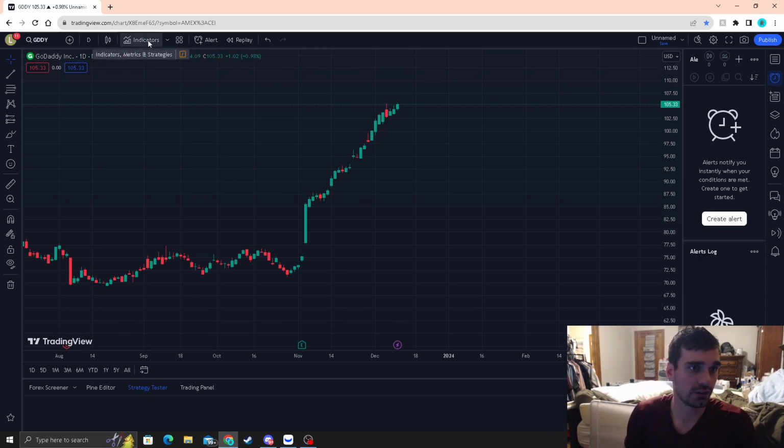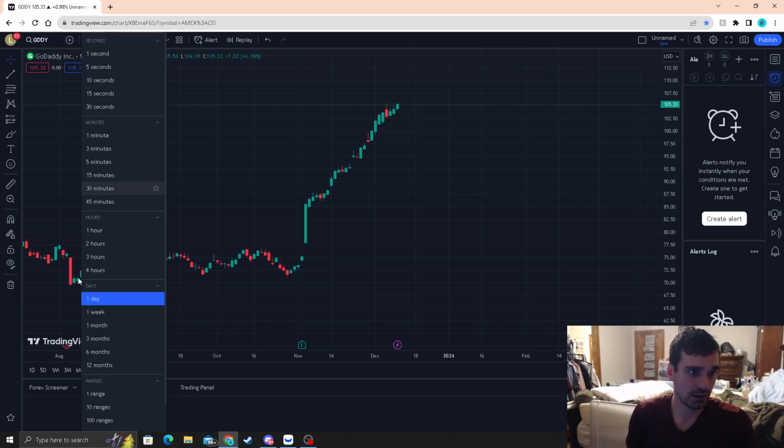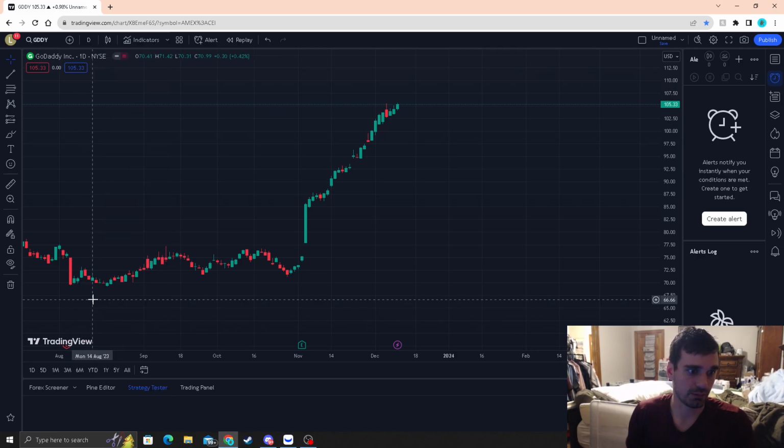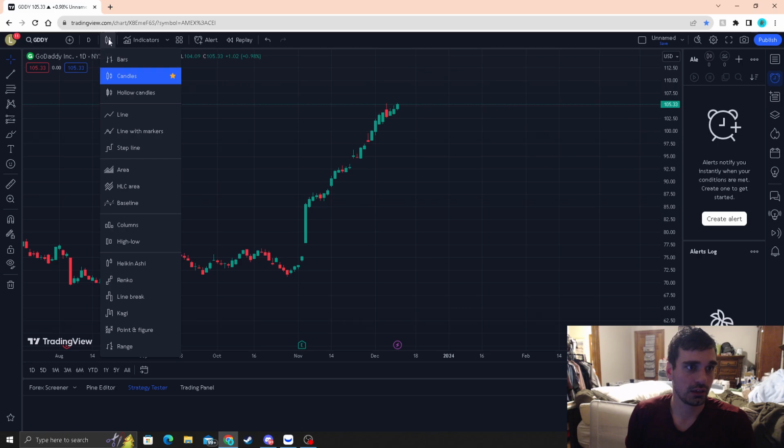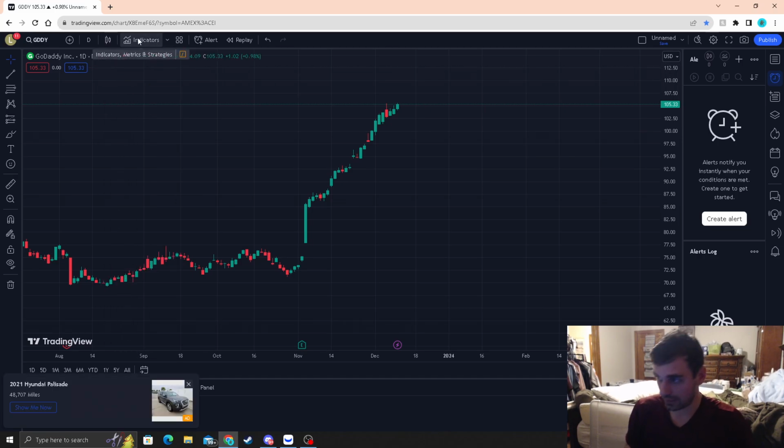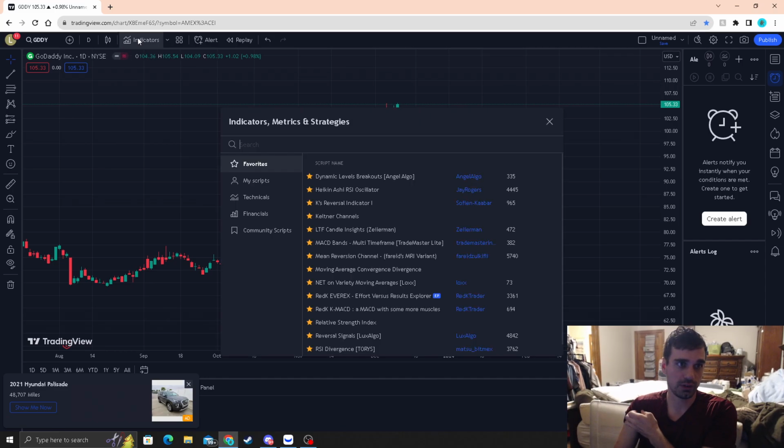So for the two indicators, let's just describe this. Right up here at the top, you have your daily. This is where you can choose your time frame. I always do daily. The candles, you can favorite the candles, just keep it how that is, and then indicators. So this is where indicators is, and as you can see, I have some favorite indicators, but you can do that once you find it.